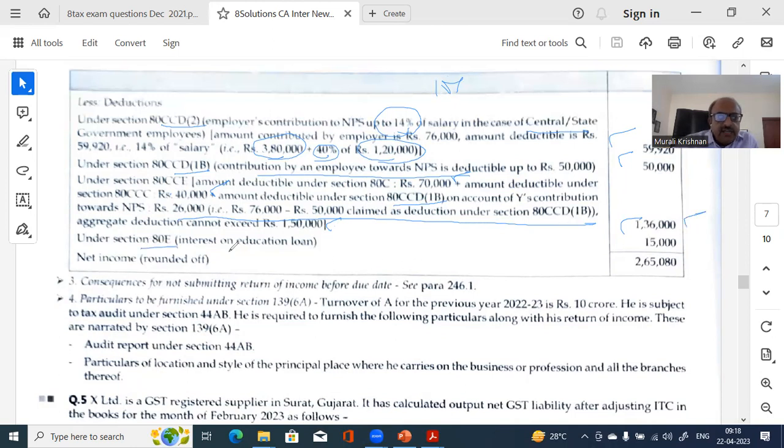Similarly, 80E interest on education loan is only 15,000. So that 15,000 is okay, no problem. Even if you pay for the previous period, it is available. Therefore, the net income is coming to 2,65,080. Right? Okay.